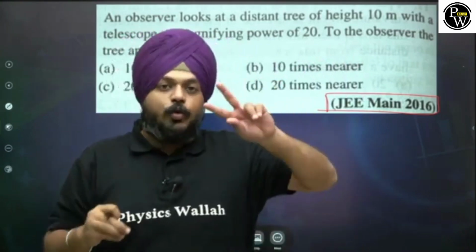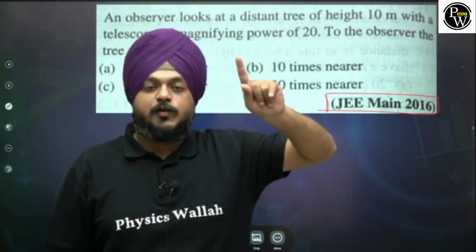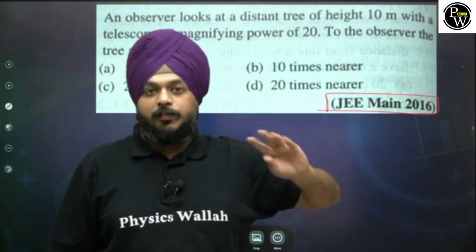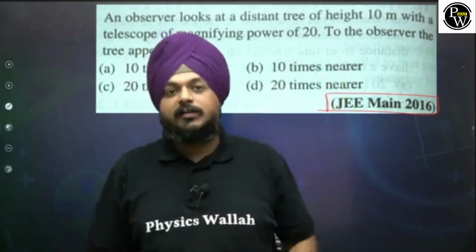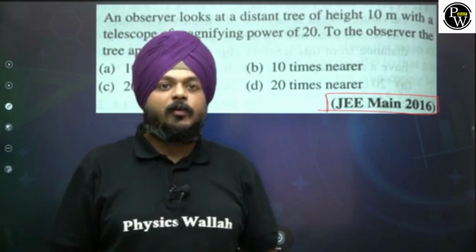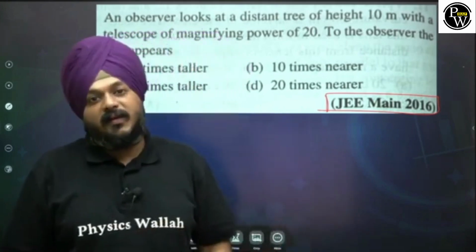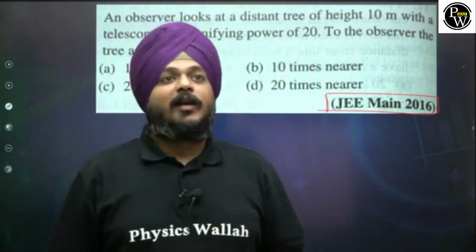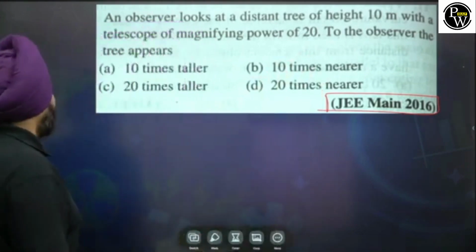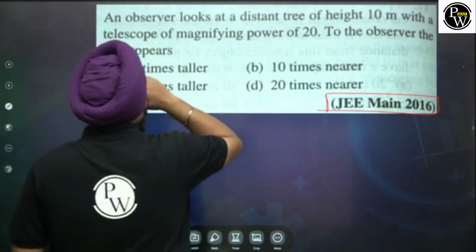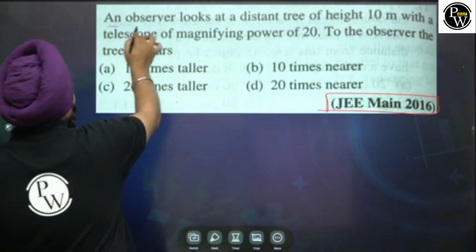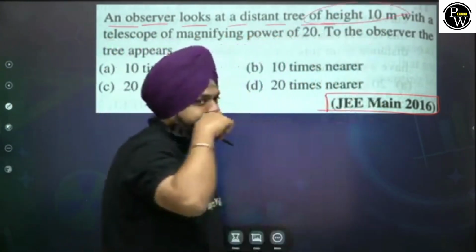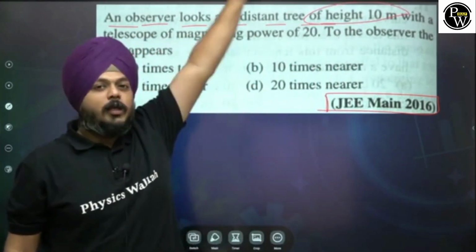Mark my words, only two varieties of question. The first one based on the magnifying power, the second one, right, on the length of the tube. These two kinds of questions are going to come up in an examination. So first of all, your base should be perfect on this, and then you can move forward. Right. So this is a very awesome question, right? Very nice question from the astronomical telescope. Now let's have a look. An observer looks at a distant tree of height 10 meter. There is one tree, at a very large distance.